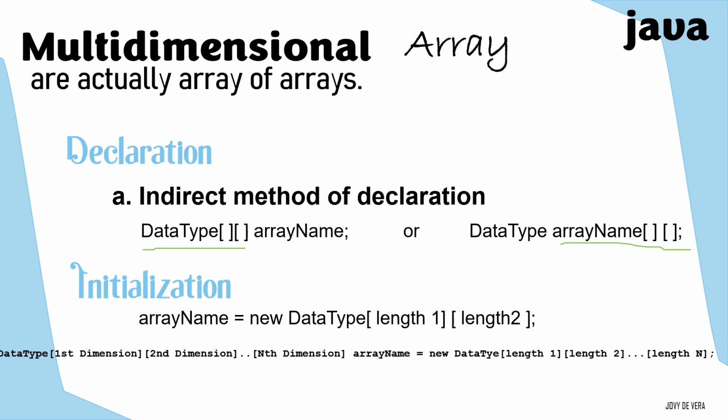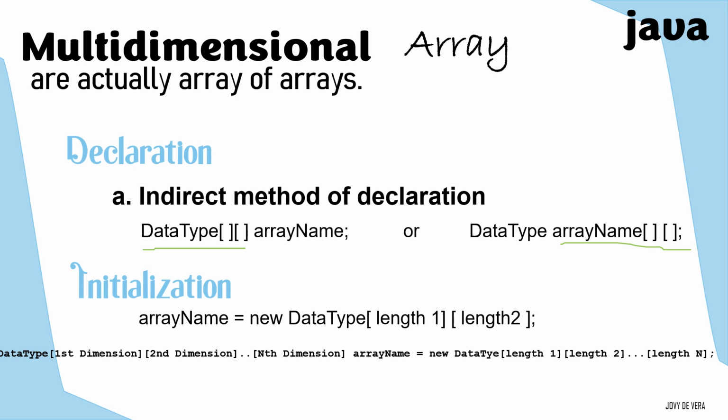where data type refers to the type to be stored in the array, for instance, character, byte, short, long, integer, float, double, or even a string. Next, the array name. This is the variable name. This is programmer-defined. Okay? This is programmer-defined.